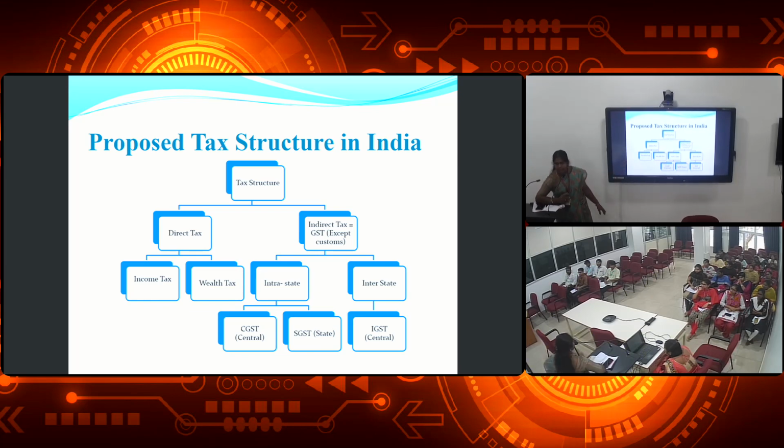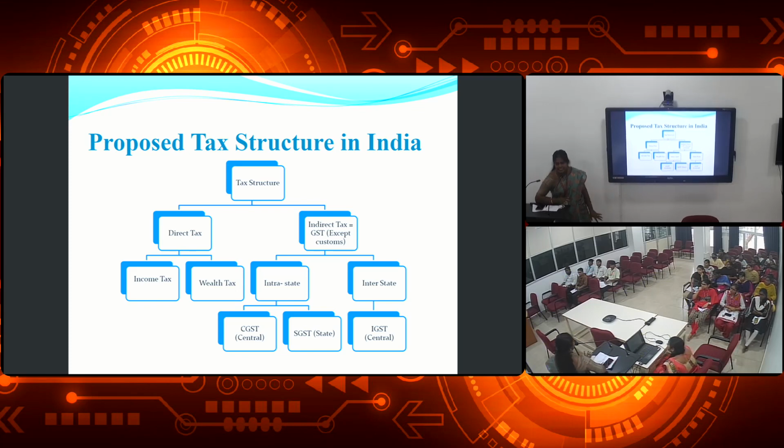Indirect tax is nothing but GST, except that customs tax is not covered under the GST. Okay, customs tax is separately covered, but it will not come under our GST. So direct tax covers income tax and wealth tax. But in indirect tax or GST, what all taxes are followed?